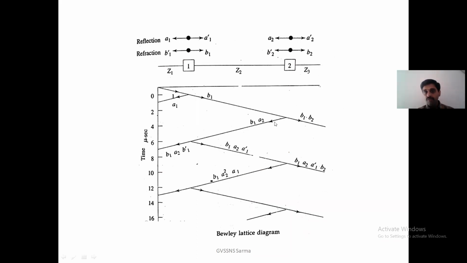Let us see here. This B1 A2 is traveling. Once it reaches the junction J1, because it is coming from right to left, with what value will it be reflected? I said when it is coming from right to left, the reflection coefficient is A1 dash. So B1 A2 into A1 dash is the reflected wave. What is the transmitted wave? I said that at this junction, when it is coming from right to left, the transmission coefficient is B1 dash. So therefore B1 A2 into B1 dash. So that is this one.